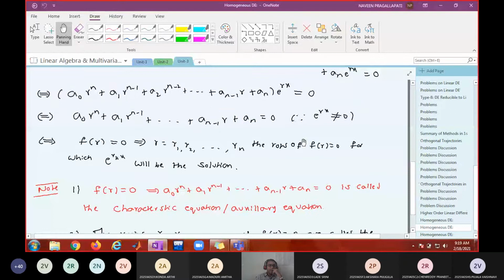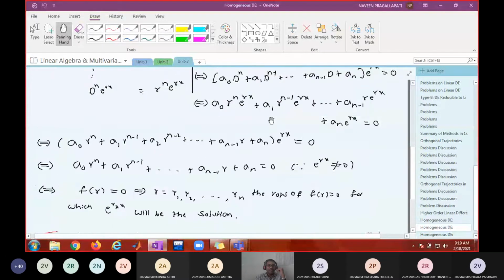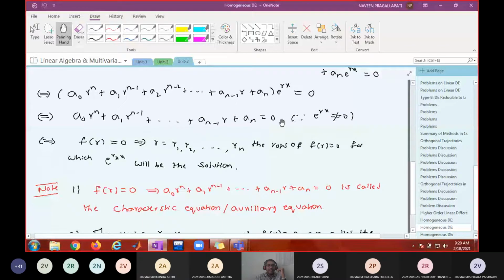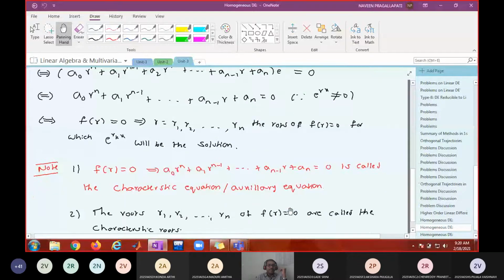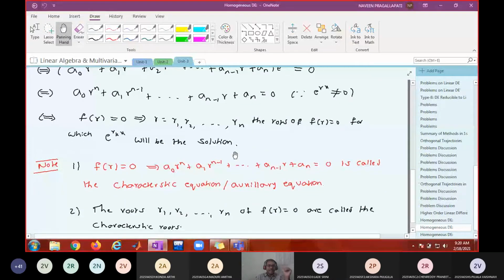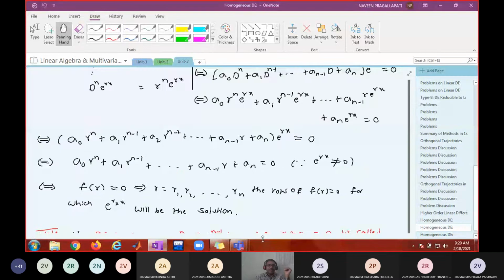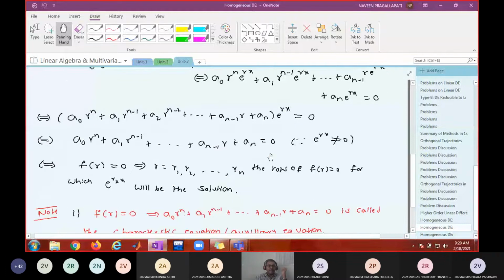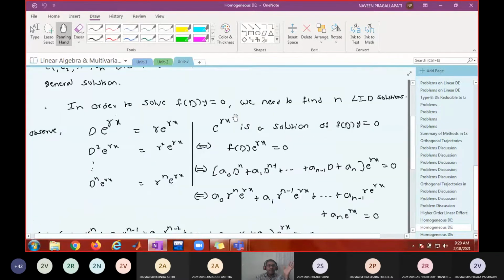So what is f of r equal to 0? It is an nth degree polynomial equation which is obtained by replacing D with r. You have f of D. In this D, when you replace D with r, you get a polynomial in r, and equating it to 0 gives a polynomial equation. This particular polynomial equation you call a characteristic equation or auxiliary equation. So whatever the value of r satisfying the equation, corresponding to that r, e power rx will be a solution. If e power rx is a solution, it means r has to be a root of this characteristic equation. Therefore only for the values of r which satisfy this equation will e power rx be a solution.